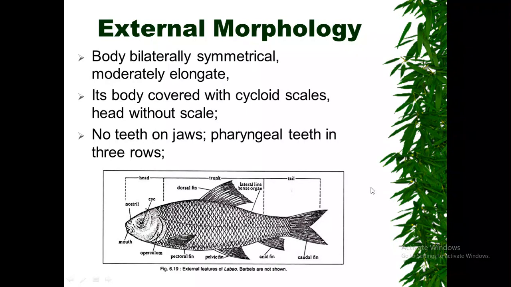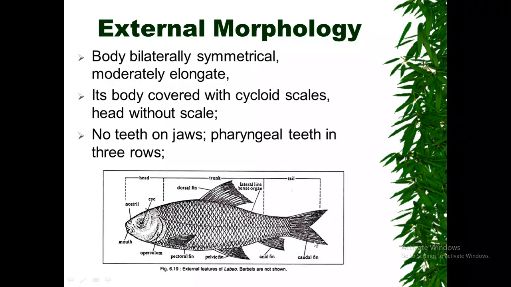Moderately elongate. Its body is covered with cycloid scales. Its scale is called cycloid. So the body is covered by cycloid scales. Head without scales. There is no scale on the head. Their body is divided into three parts: head, trunk, and tail.